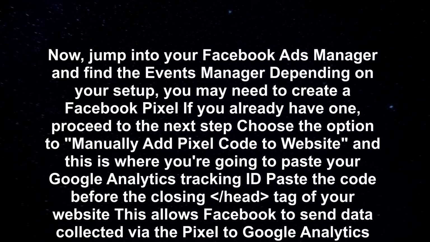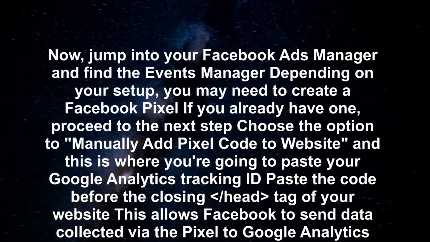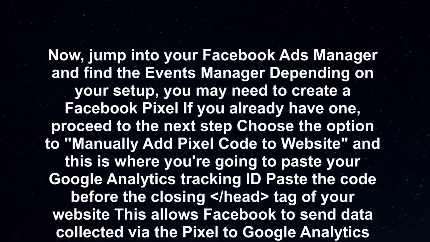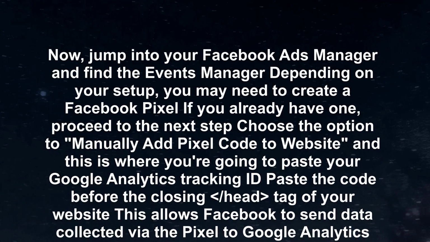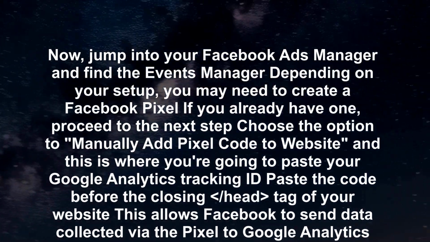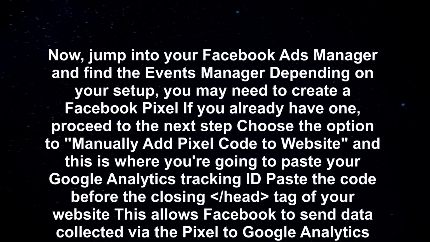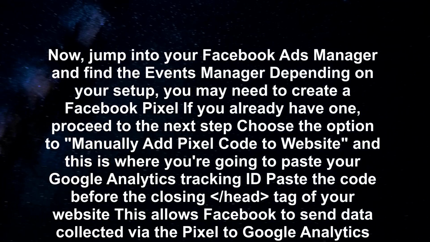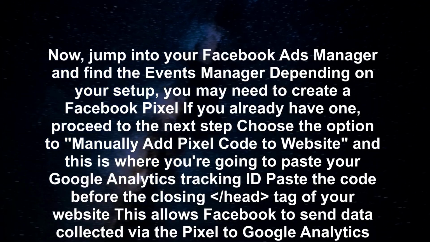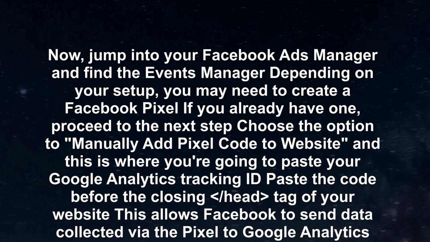Now jump into your Facebook Ads Manager and find the Events Manager. Depending on your setup, you may need to create a Facebook pixel. If you already have one, proceed to the next step. Choose the option to manually add pixel code to website, and this is where you're going to paste your Google Analytics tracking ID. Paste the code before the closing head tag of your website. This allows Facebook to send data collected via the pixel to Google Analytics.